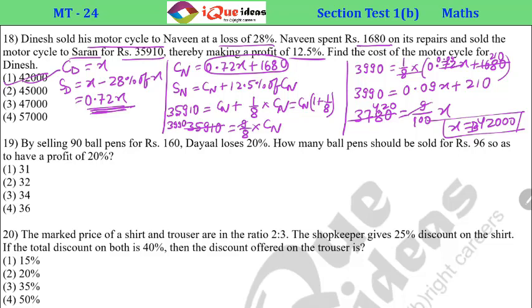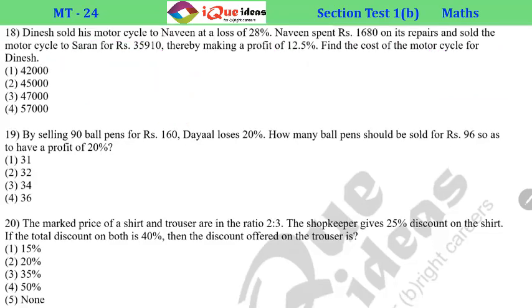Okay, now let's go to the next question. Question number 19 says: by selling 90 ball pens for rupees 160, Dayal loses 20%. How many ball pens should be sold for rupees 96 so as to have a profit of 20%? Alright, now there are many ways of doing this question. Okay, let's do one thing. Let's work for one ball pen.